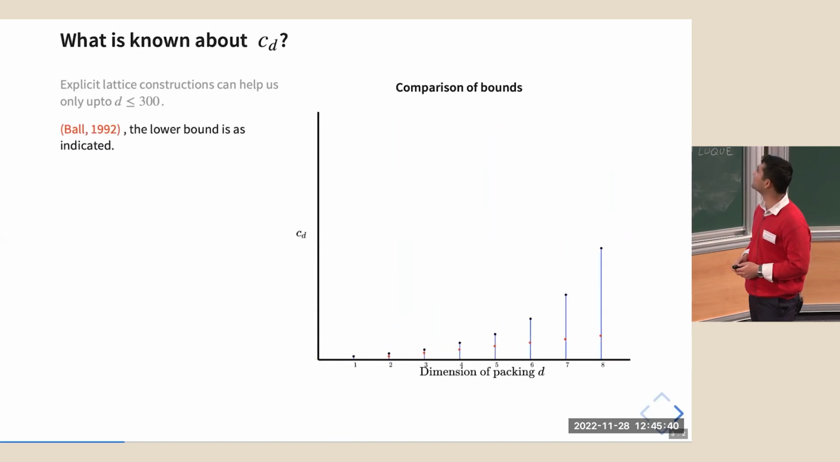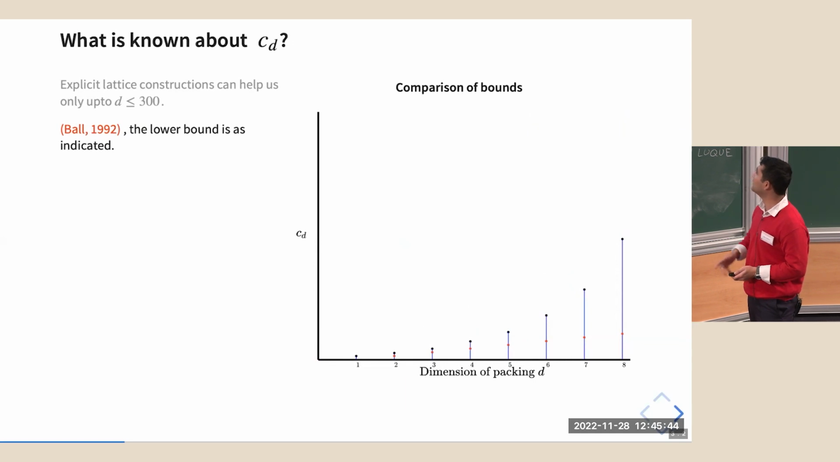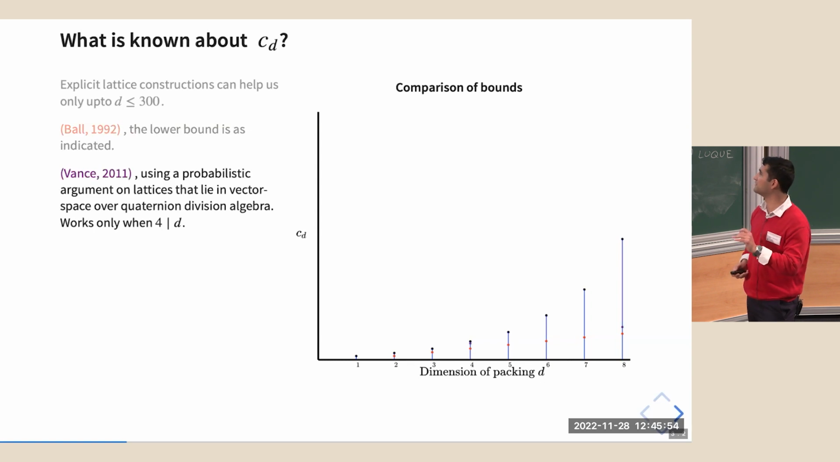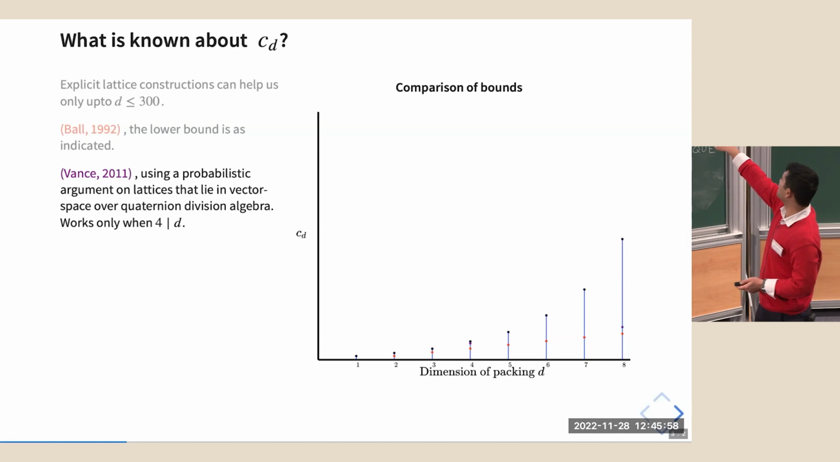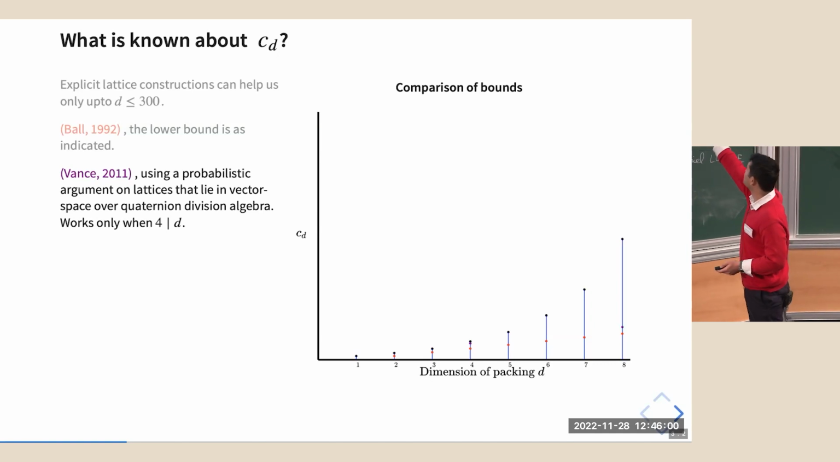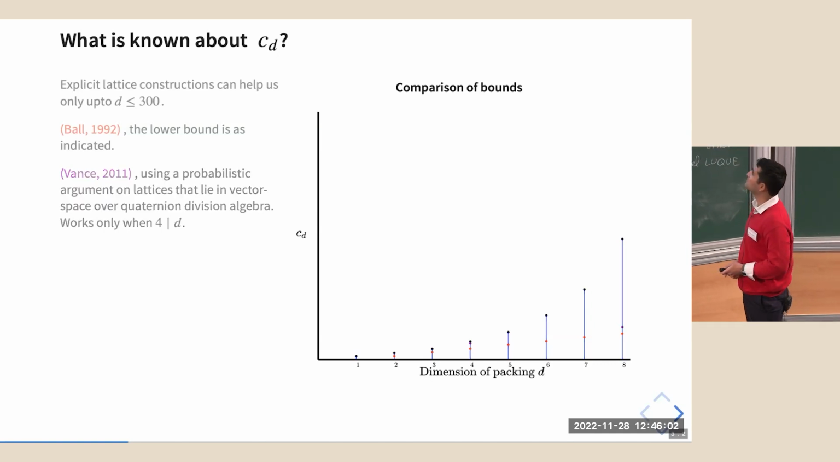So Ball was the lower bound I mentioned before. It is linear. This graph suggests that CD should grow exponentially, but it's bizarre that all the lower bounds are like linear. And there is one in 2013 that's better than linear. These purple points that have just appeared now, dimension 4 and 8, these are due to Vance.